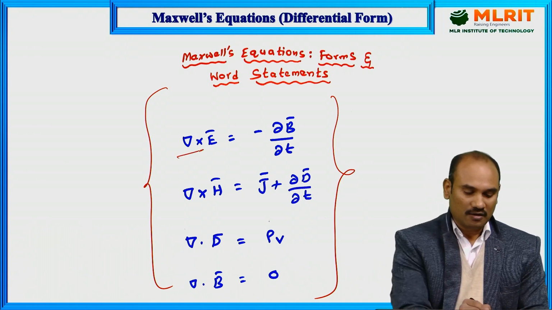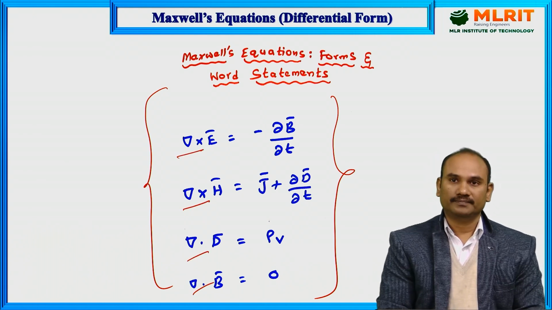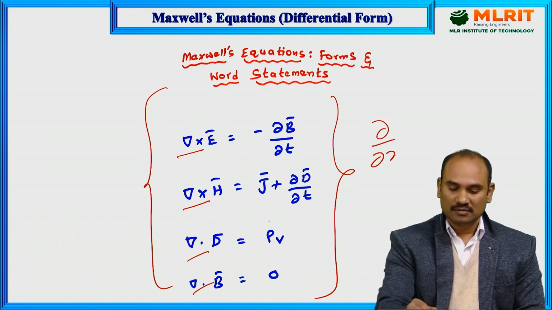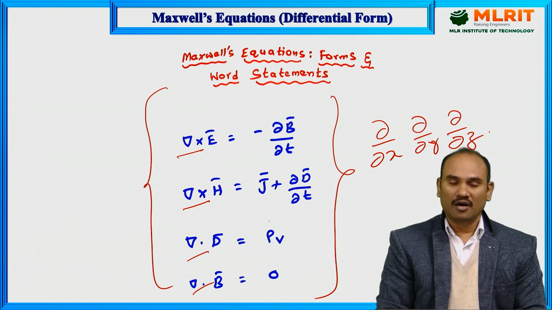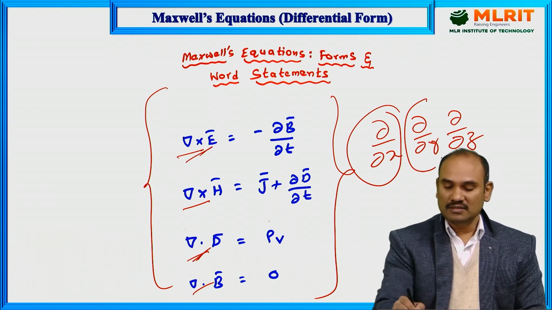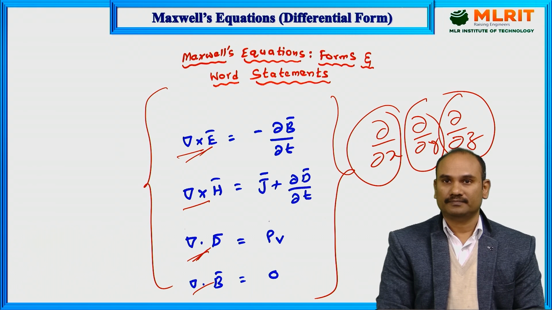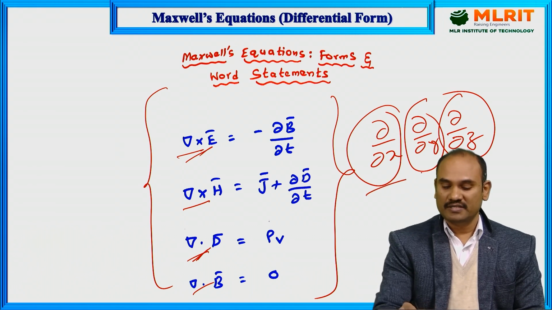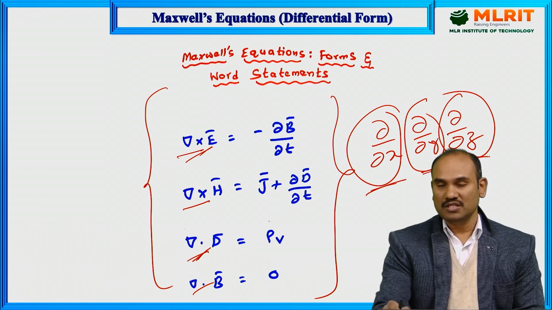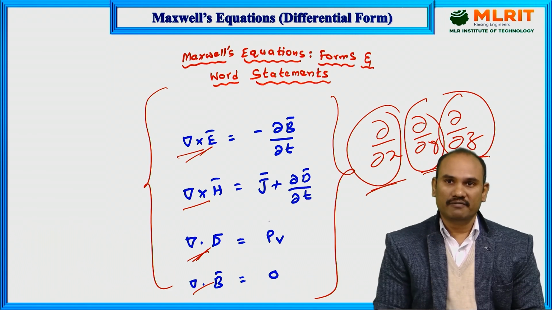because you have del cross, del dot. This del cross and del dot involves dou by dou x, dou by dou y and dou by dou z. You cannot perform curl operation and divergence operation without using these derivatives. The partial differentials, partial space derivatives, x, y, z refer to the space coordinates. So, we say partial derivatives with respect to space.